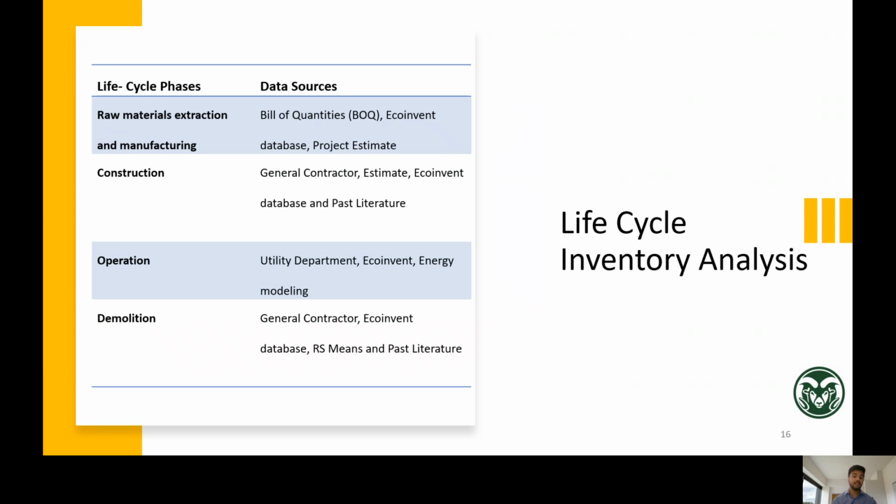Now, on to the data sources which we collected for the second phase. For raw material extraction, they were the bill of quantities, ecoinvent database, and the project estimate from the GC. The construction phase data was taken from the general contractor estimate and the ecoinvent database. For the operation, we double-checked our quantities with the utility departments, and used energy modeling through Revit as well. For demolition, the data was taken from the general contractor and ecoinvent database as well.